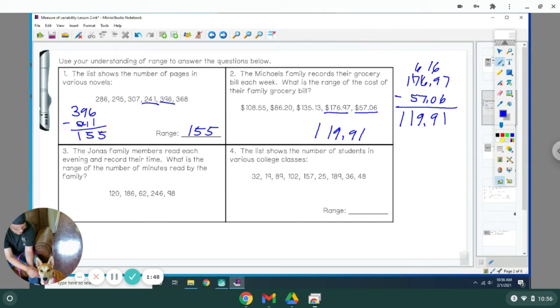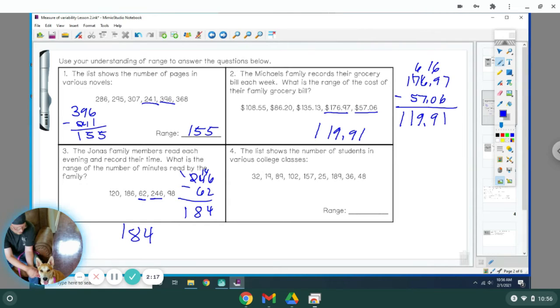So, number 3, the Jonas family members read each evening and record their time. What is the range of the number of minutes read by the family? Again, we're going to find the smallest, which is 62, and the largest, which is 246. So we're going to do 246 minus 62, and you get 184 as your range.